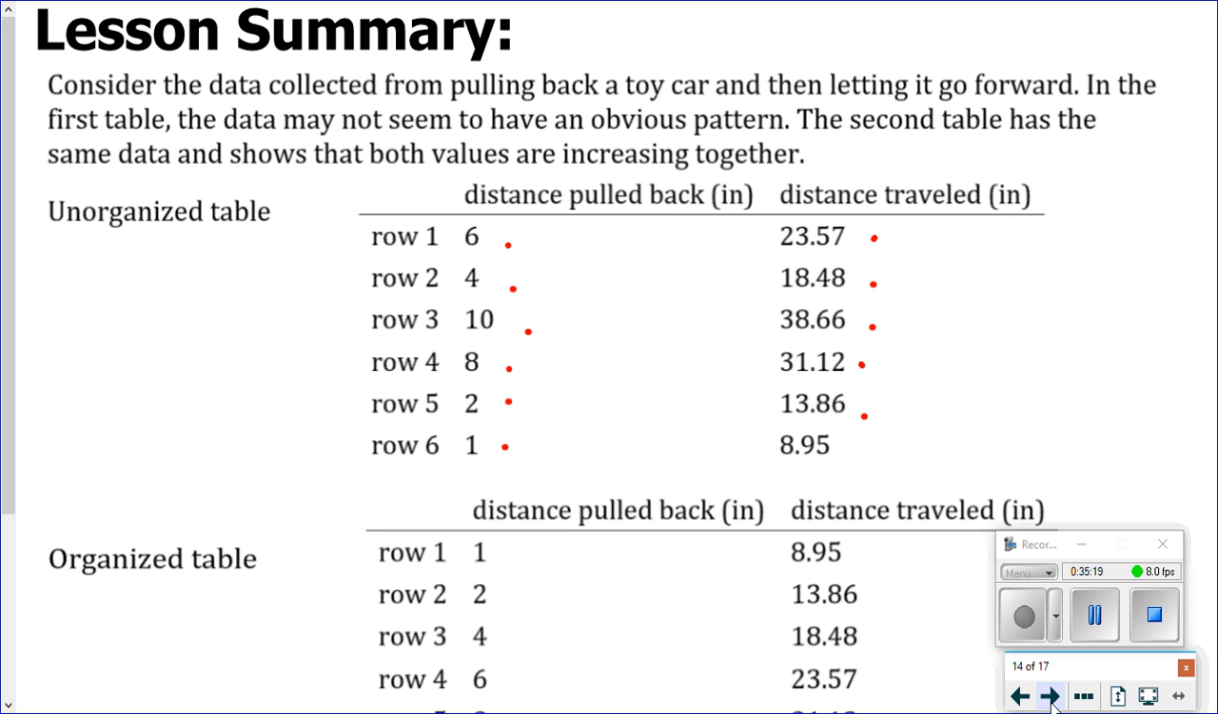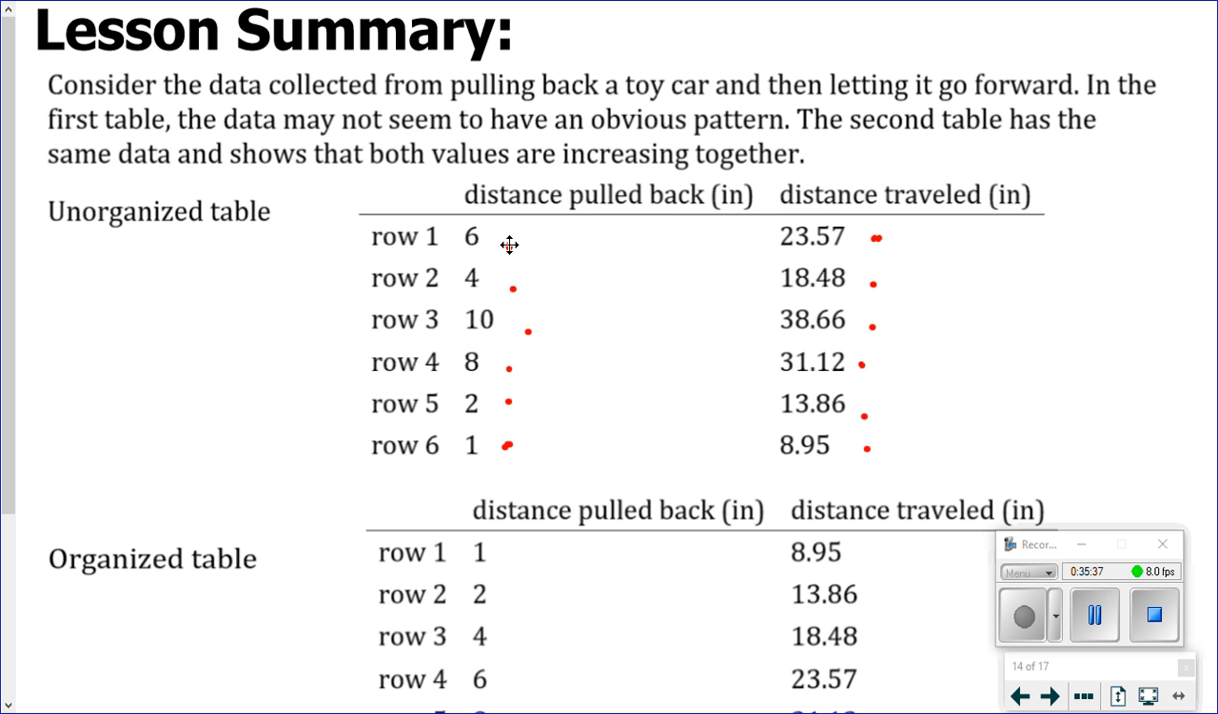If we're talking about a toy car and I pull back the string, if I pull back 6 inches, the distance the car travels is 23.57. So that's how this table is read. If I pull back 1 inch, the distance it travels is 8.95 inches.